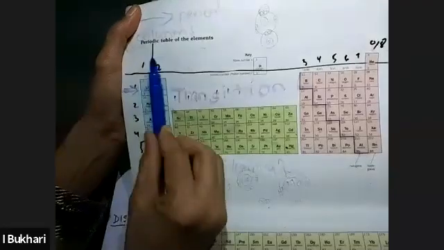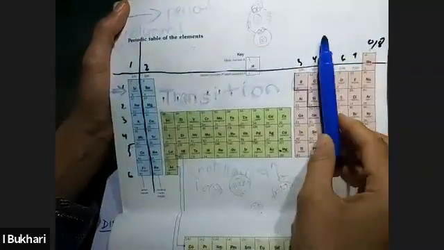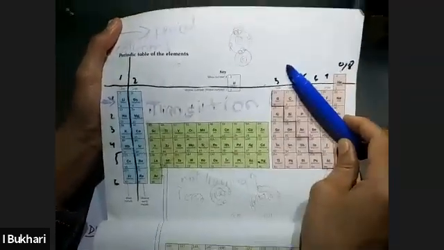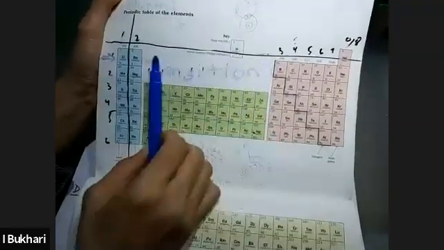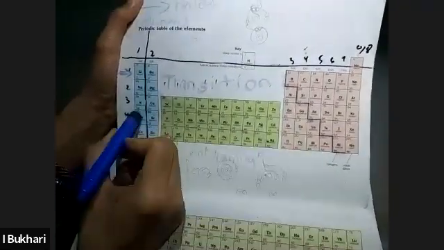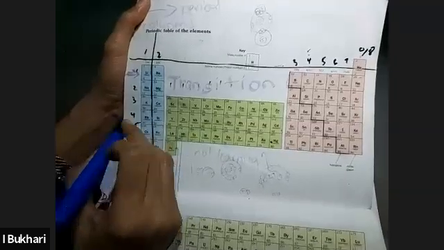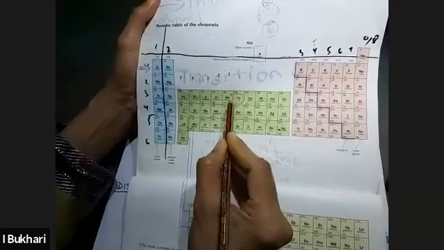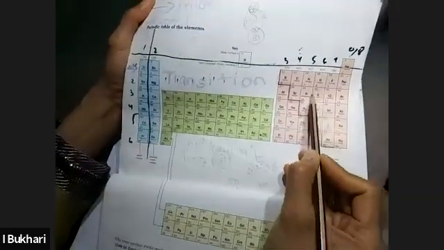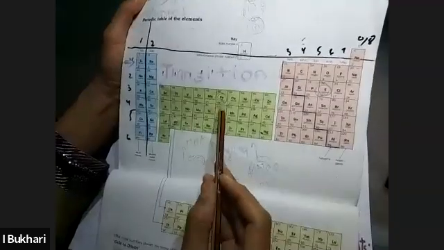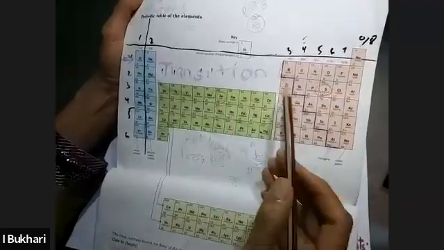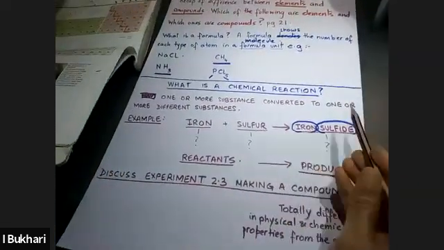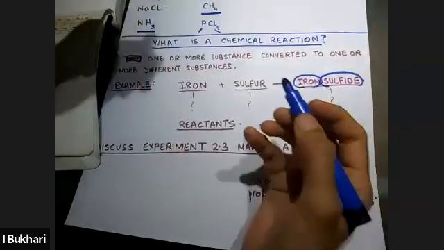On the left hand side, we have metals. On the right hand side, above this staircase, we have non-metals, and these are transition metals. These are also metals, but they're slightly different from these other metals. So I got iron from here. This is iron. This is sulfur here. So these are elements because they are made up of only one type of atom. Now iron sulfide on the other hand is, so let me make it this way.